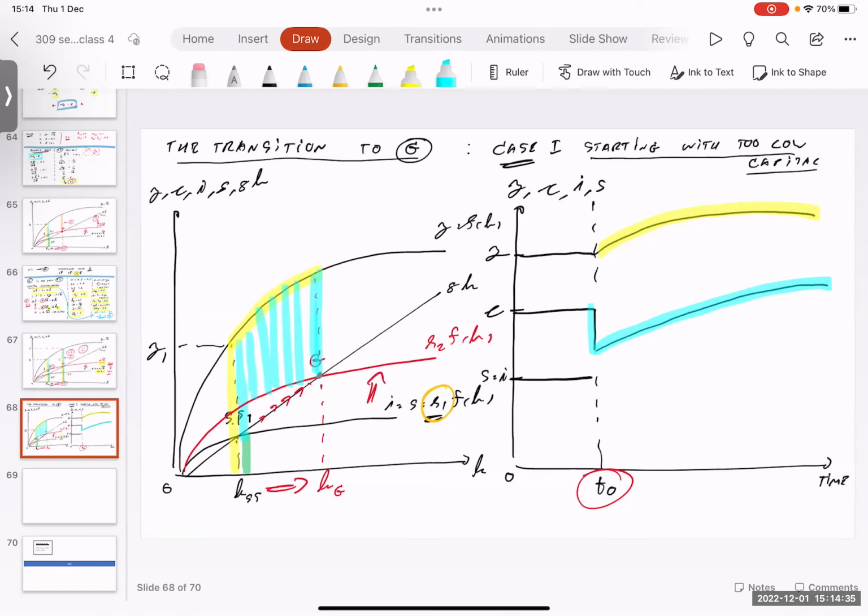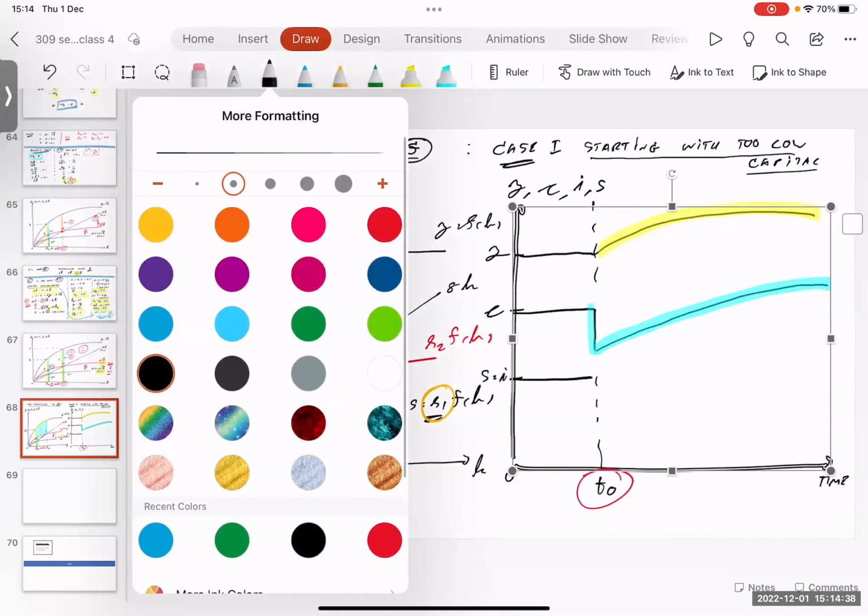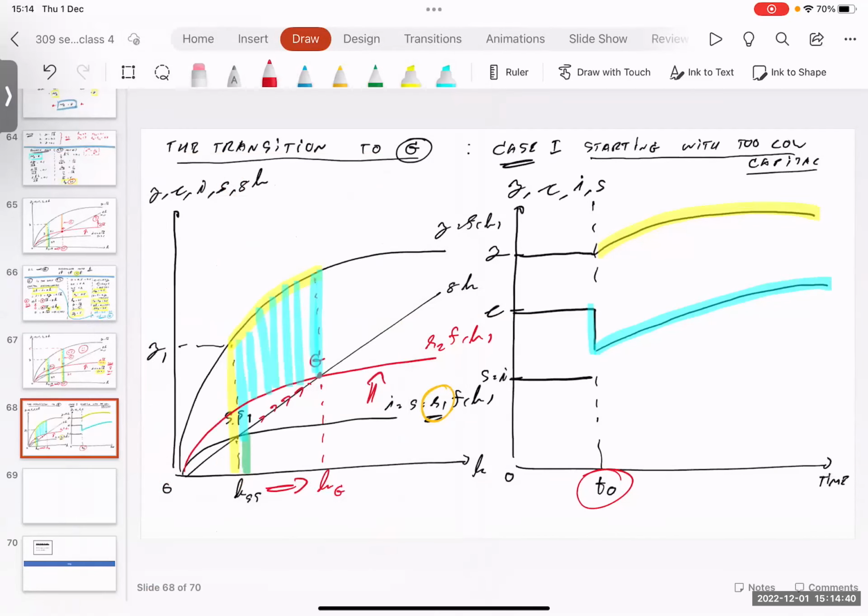Okay, it's different from Y. Y is smoothly increasing. Consumption, they have a jump down and increasing after that.